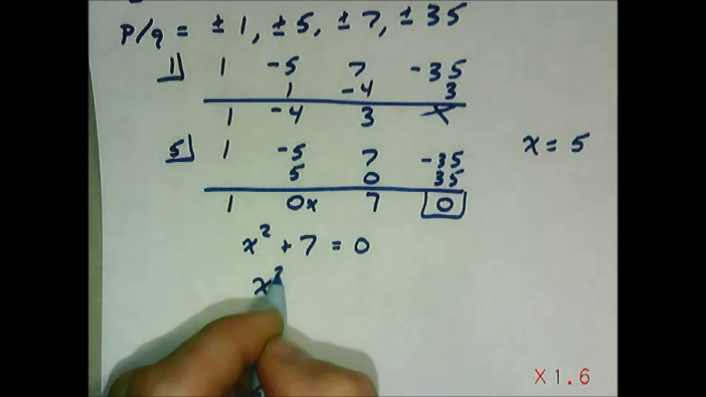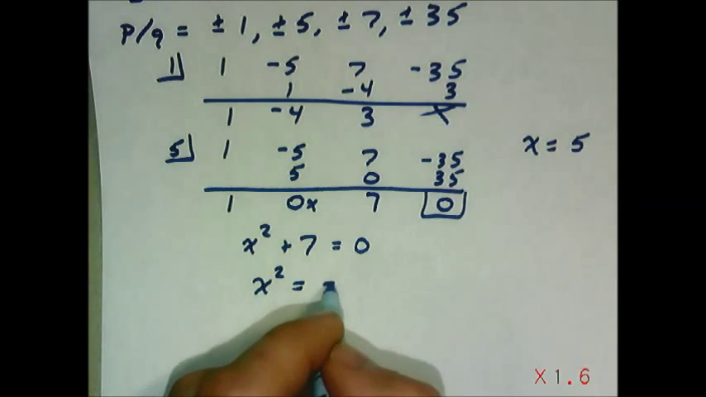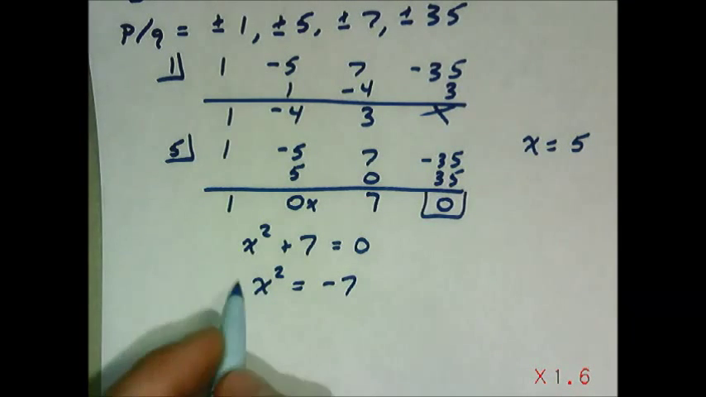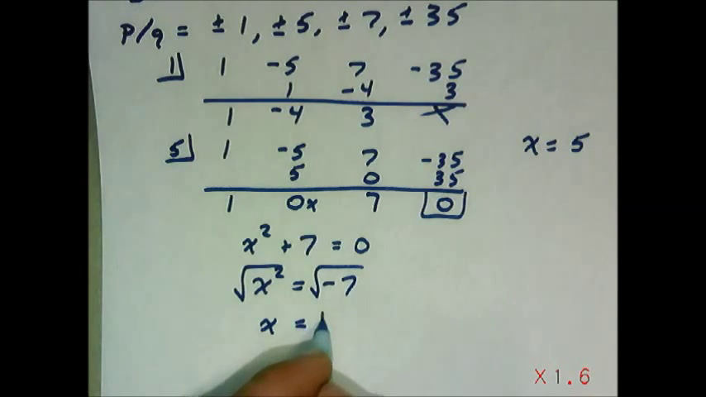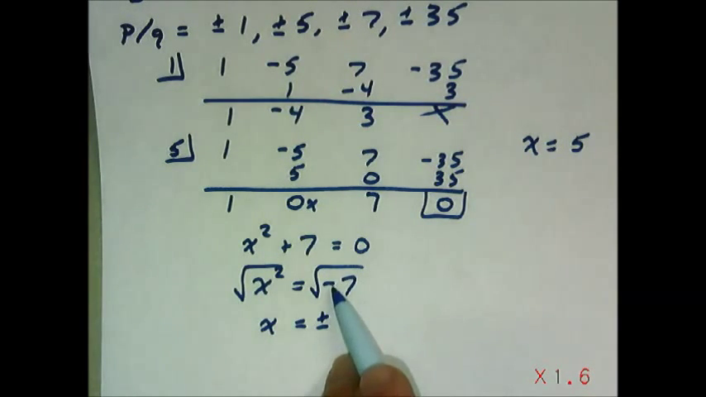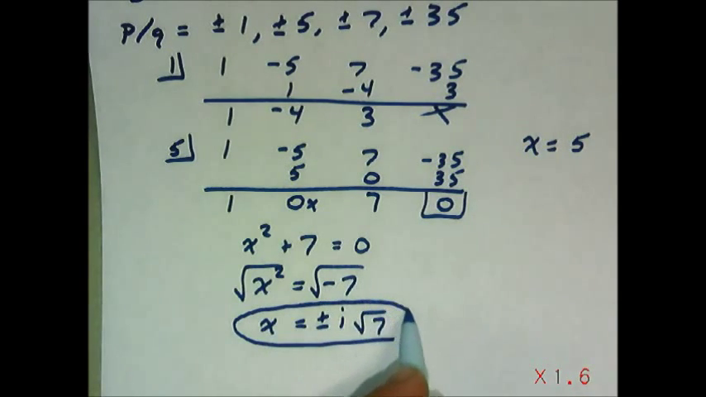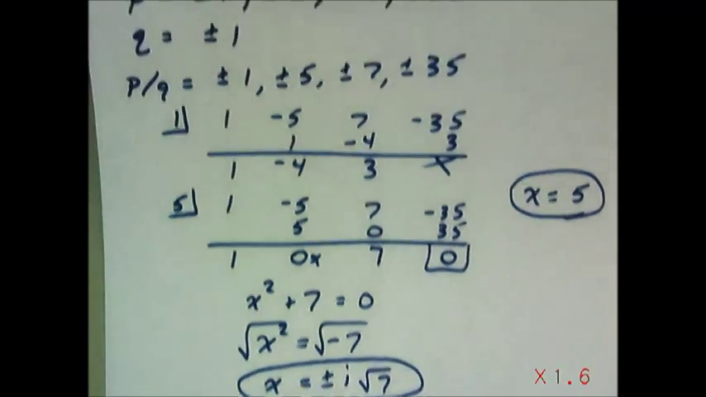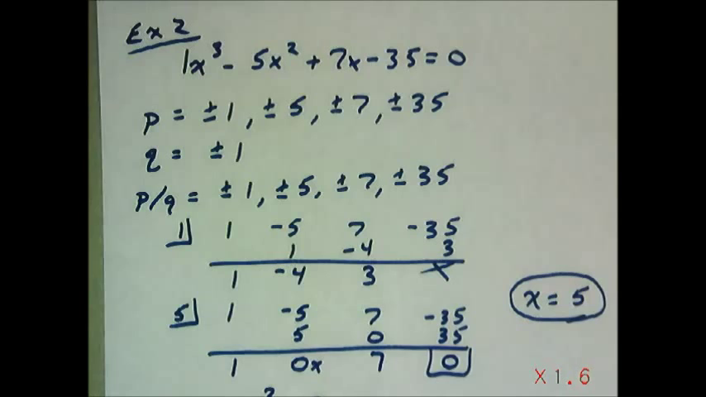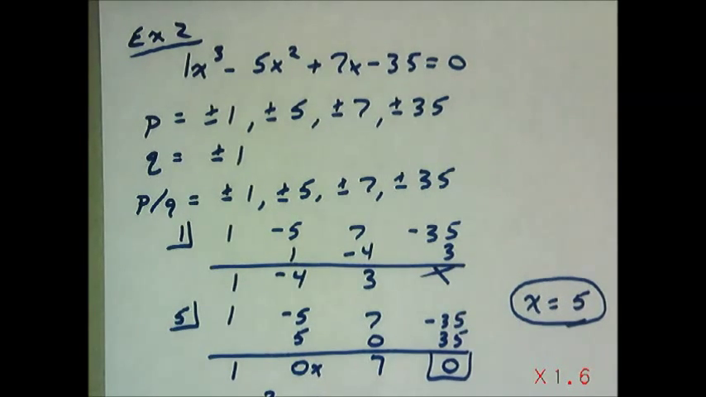The square root method tells me to solve for that x squared, so subtract 7 from both sides, and then take the square root of both sides. So I get x equals plus or minus, cleaning up the square root of negative 7, I get i radical 7. So my solutions are x equals plus or minus i radical 7 and x equals 5. And there's two examples of using the fundamental theorem of algebra to solve cubic equations.